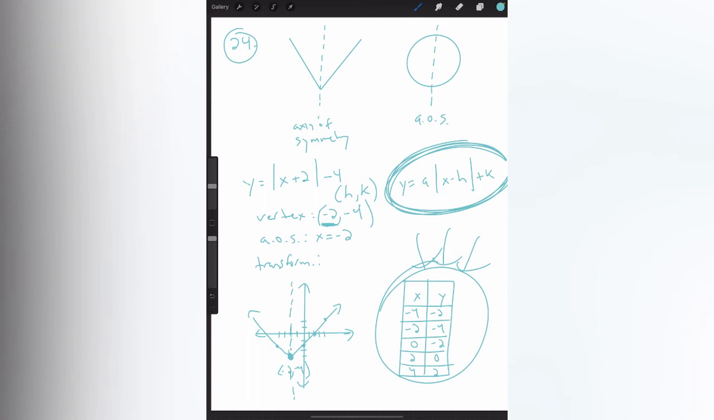And if I were to draw a line straight down x equals negative 2, that would give me my axis of symmetry. And what were my transformations from my original? Remember, my original parent function had a vertex right there. Okay, what we did was we moved to the left 2. It's because of this right here. And we moved down 4 because of this right here. Okay, so watch this. We're going to do number 25.